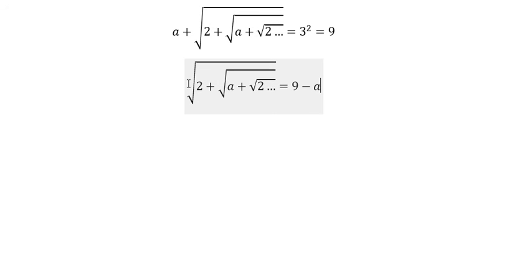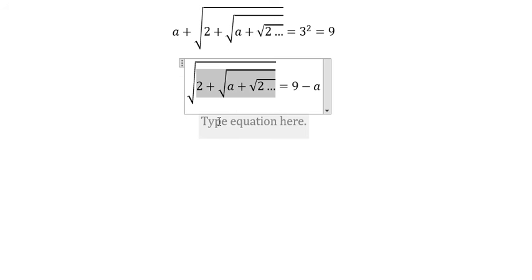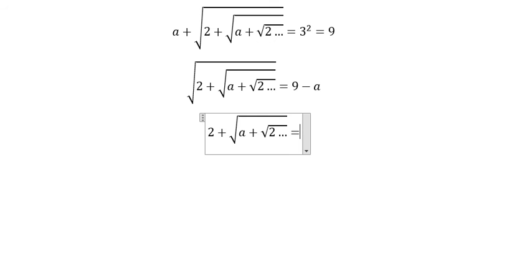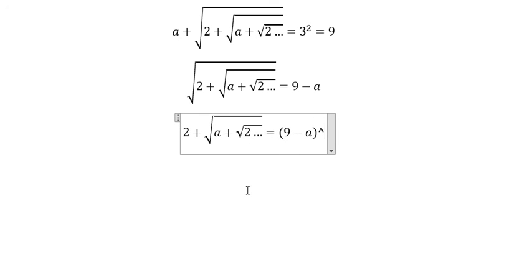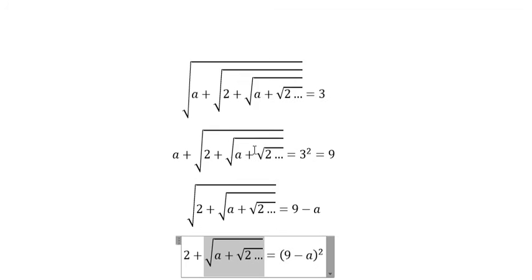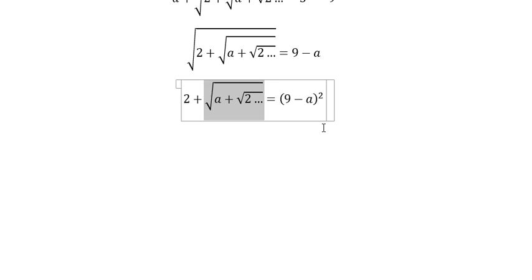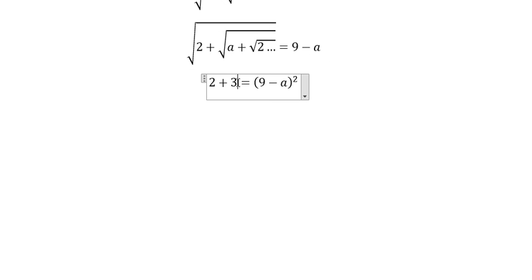Next, we put the square in both sides. And we get 9 minus 8, everything to the power of 2. And if we look carefully, this is equal to number 3, so we put number 3 in here. And 2 plus 3, that's 5.